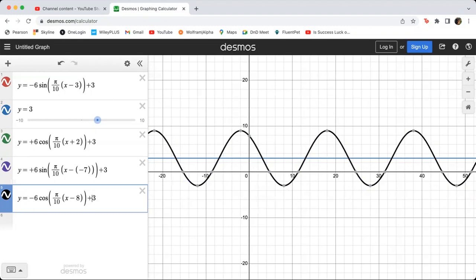Correct. Cosine is top and bottom. Positive top, negative bottom. That tracks, right? Sine is going to be the mids. There's a mid going up and a mid going down. Positive is mid going up. Negative is mid going down. So that tracks.